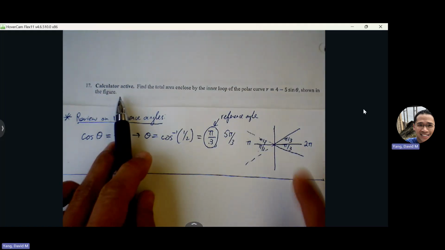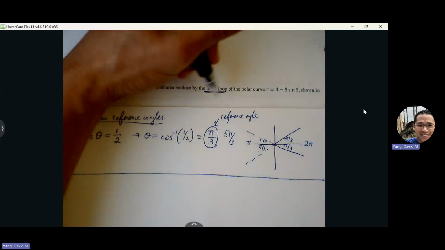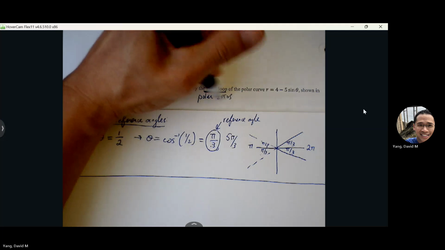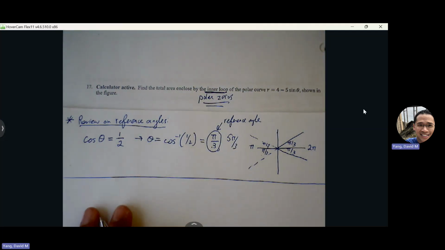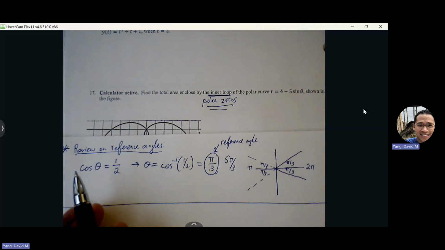Okay, so find the total area enclosed by the inner loop. Anytime we're dealing with an inner loop, we know that we're looking for polar zeros, because polar zeros are what's going to close off those loops. So to find the polar zeros, we're going to set our equation equal to 0.